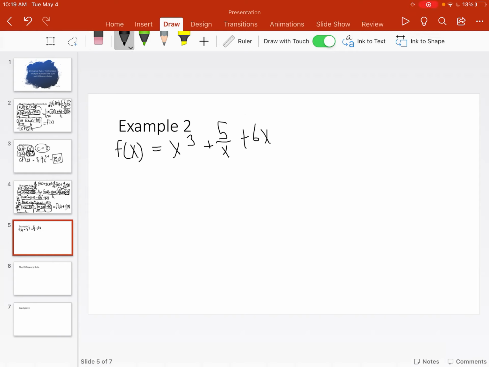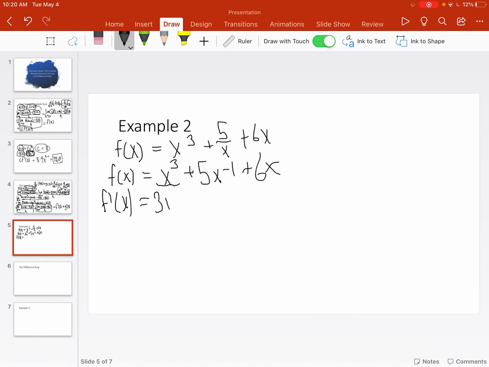But just to go slowly, since we are still doing pretty easy stuff, I will go through this a little slower. What I'm going to do is rewrite this as x cubed plus 5x to the negative 1 plus 6x, so it's easier for you to see how I took the derivative. So what is my f prime of x? Well, let's take the derivative of the first term, which is x cubed. The derivative of that is 3x squared. So we got our first term down.